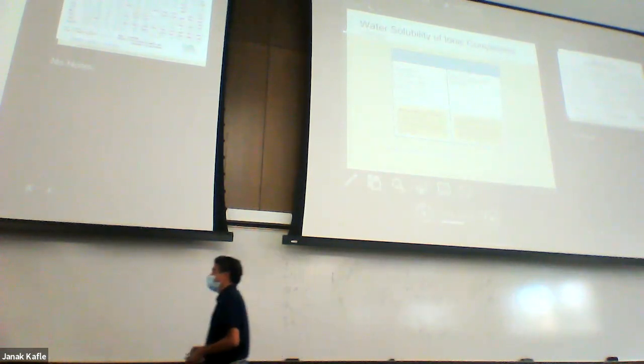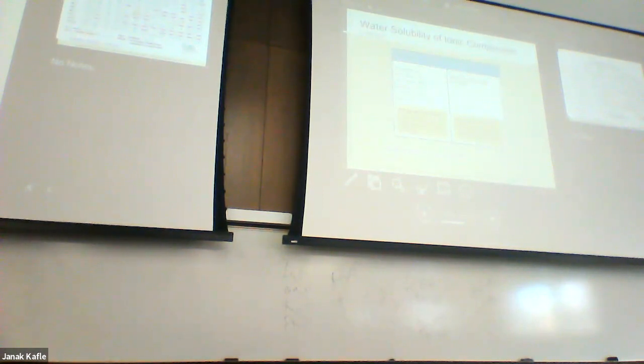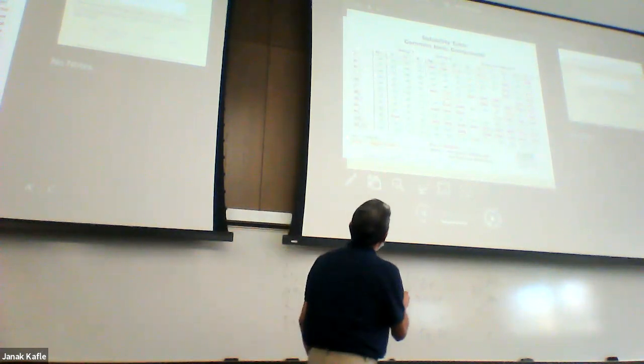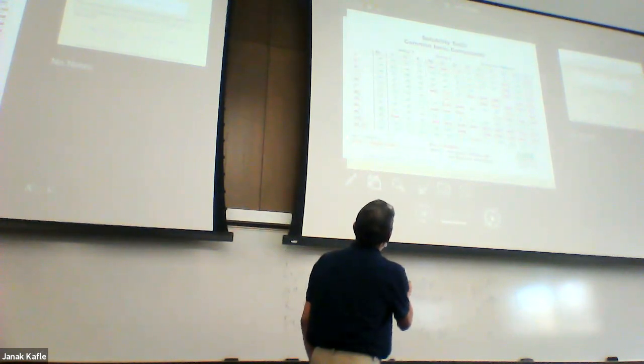But there is another, easier table. A company made that table for their use, and I put it here. It's much easier to read this one. You see here, if you put fluorine with ammonium, NH4F, right?